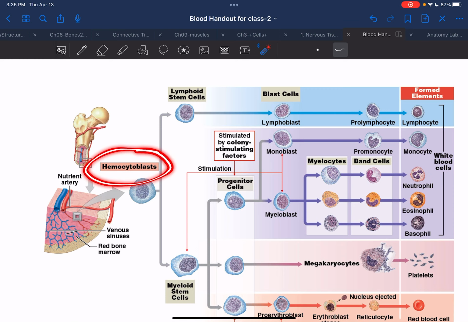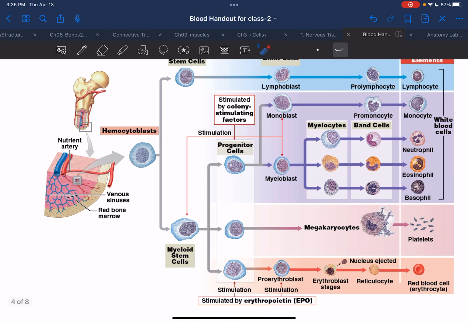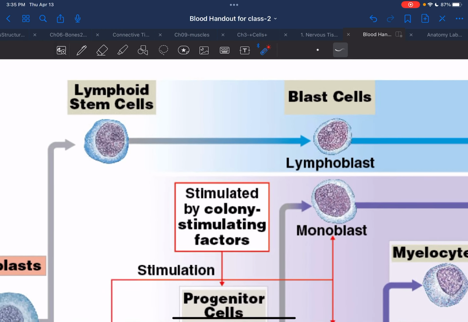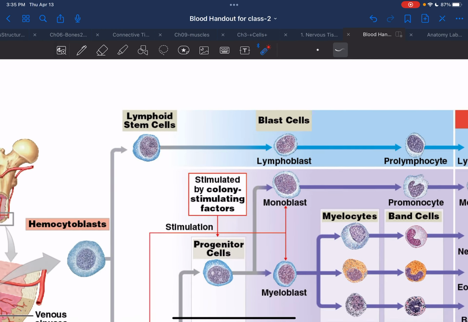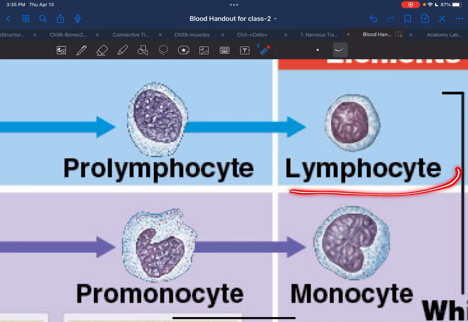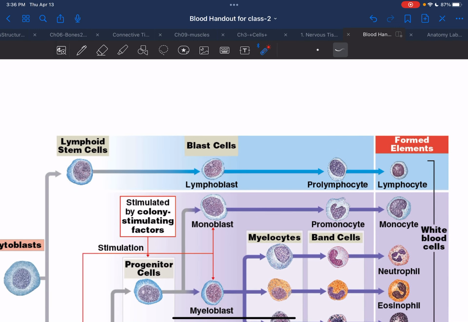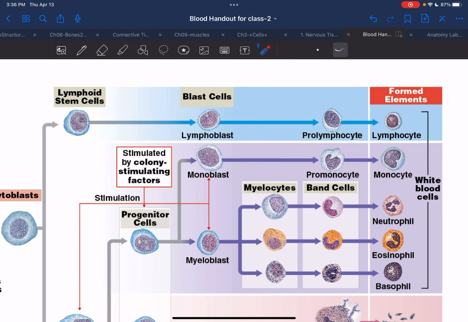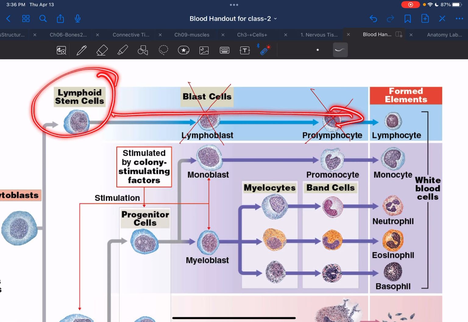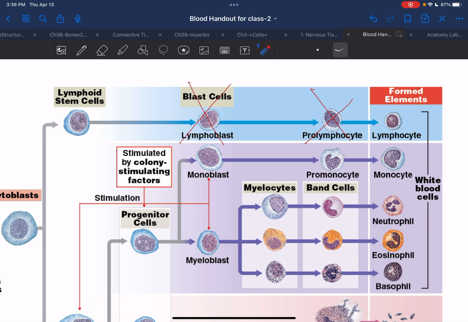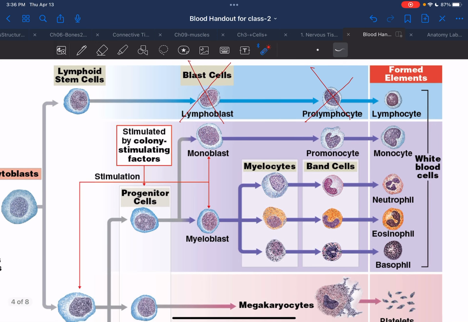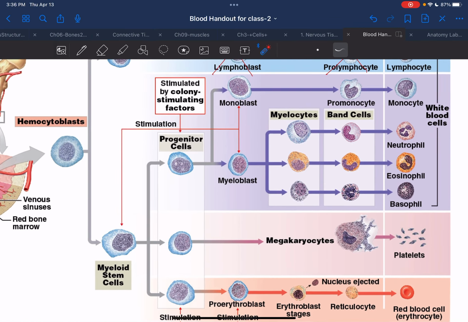If you look at hemocytoblasts, you can see you have lymphoid stem cells and you have myeloid stem cells. Let the name lymphoid stem cells remind you that they're going to turn into lymphocytes. Now, what do we need to know as students? You are free to cross this one off. All I need you to know is that lymphoid stem cells give rise to lymphocytes. Red blood cells, we're going to get a little more detail into that process when we get back. But the white blood cells, I'm just going to narrow it down.